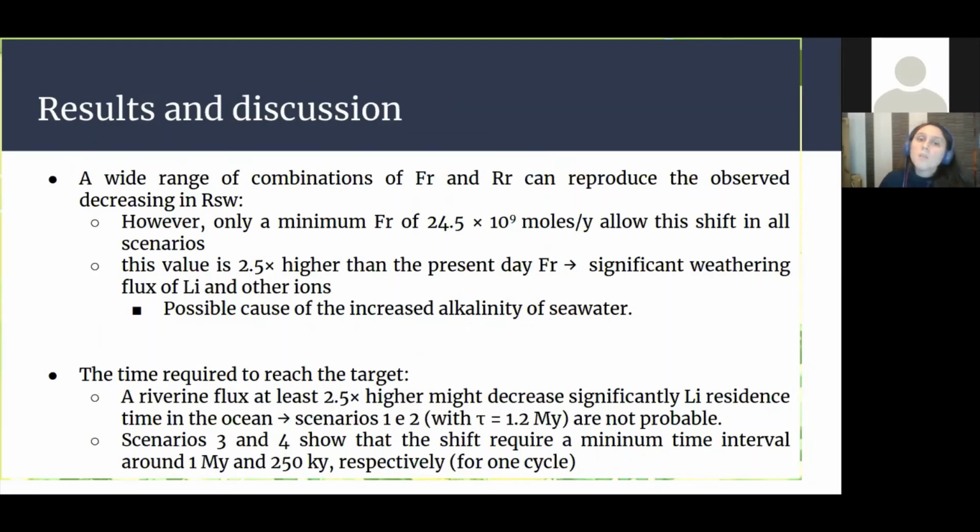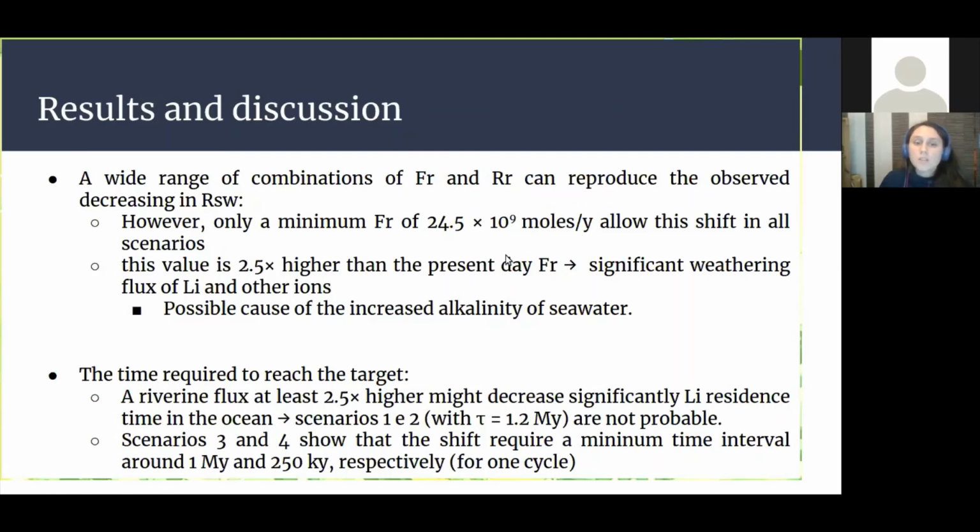However, only a minimum riverine flux of 24.5 times 10^9 allows this shift in all scenarios. If you look at this value, it is a really high value. It is almost 2.5 times higher than the present day's values of riverine flux. So this indicates a significant weathering flux of lithium and other ions to the seawater reservoir. With that, we believe that this is a possible cause of the increase of alkalinity of seawater.